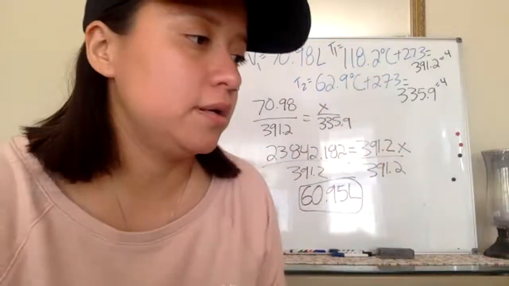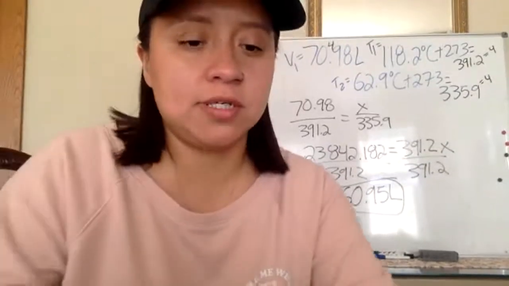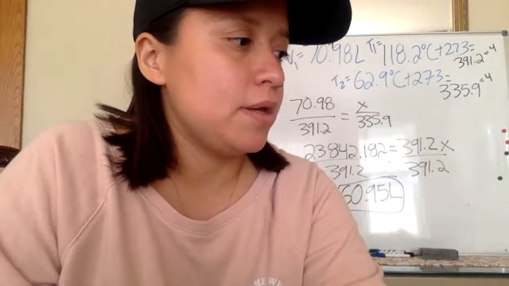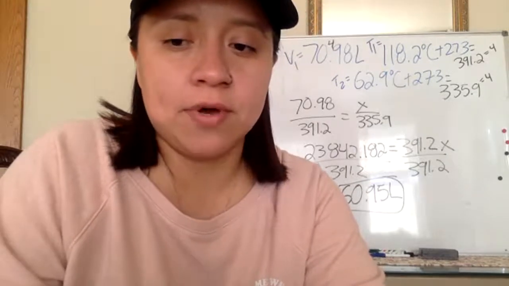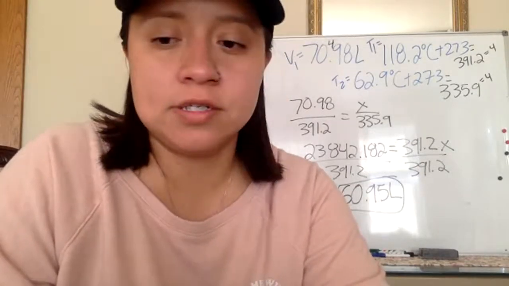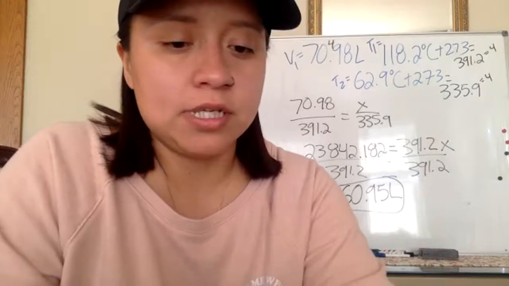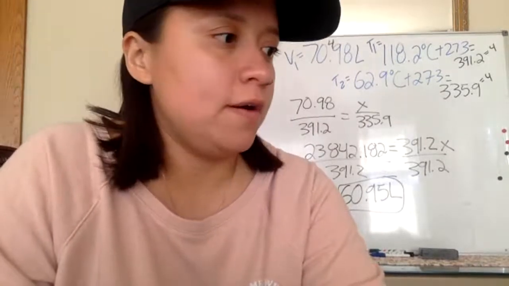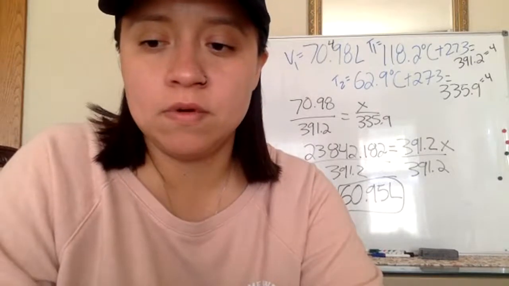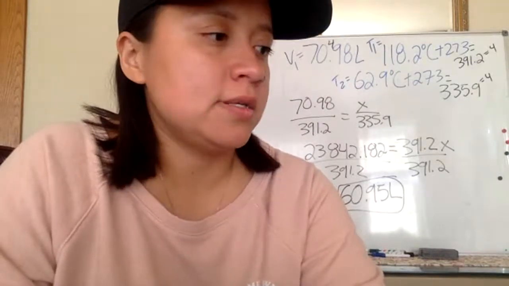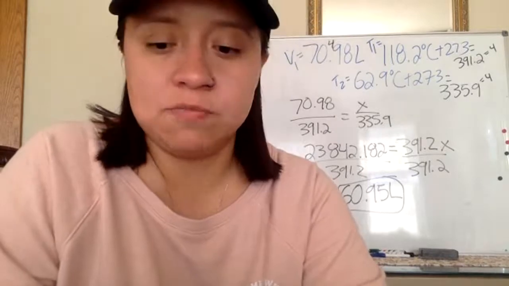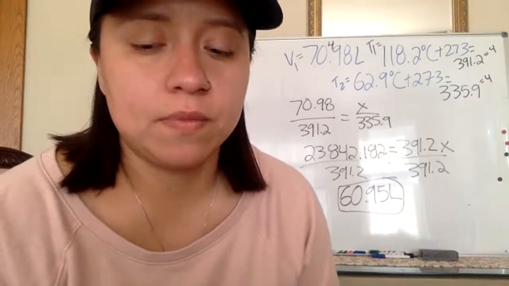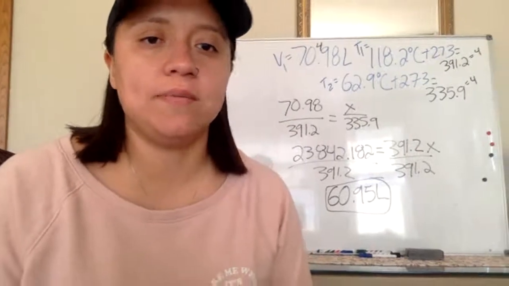Number 6 reads: a gas is 68.9 liters at 37.40 ATM. What volume would the gas be at 66.10 ATM? Okay, we're going to do that one.